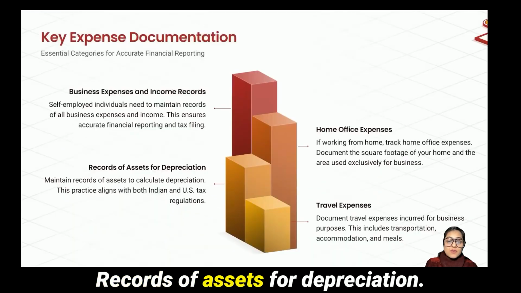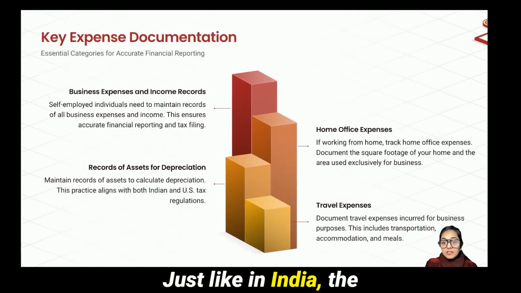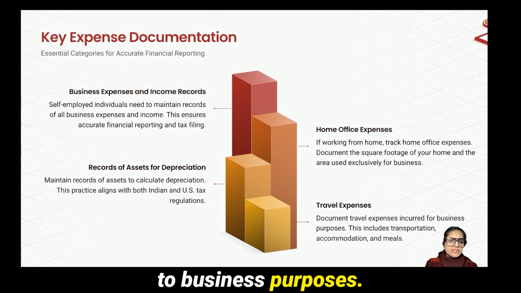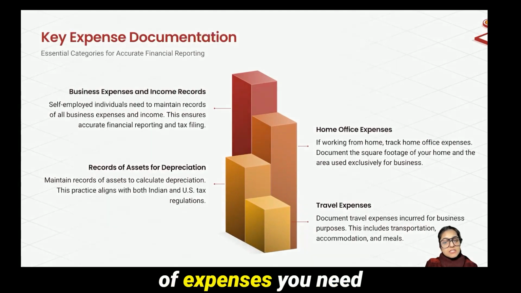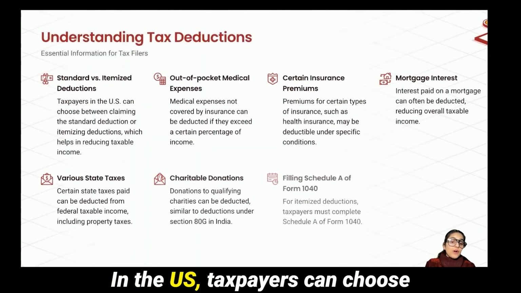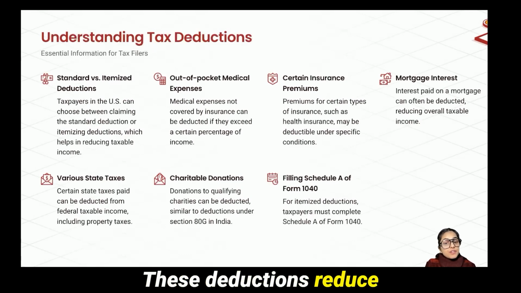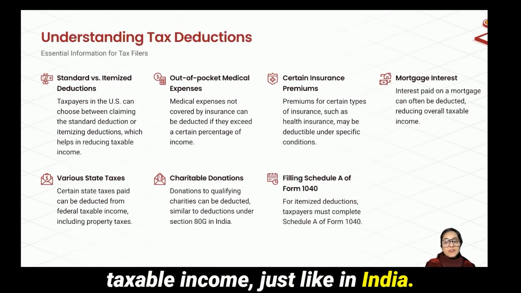Records of assets for depreciation. Just like in India, the US allows depreciation. Then travel expenses related to business purposes. These are the key categories of expenses you need to track and document. In the US, taxpayers can choose between claiming the standard deduction or itemized deductions. These deductions reduce taxable income just like in India.